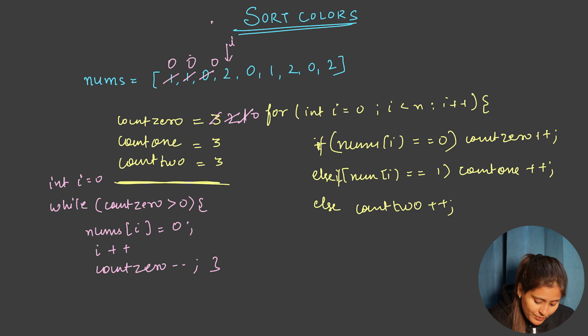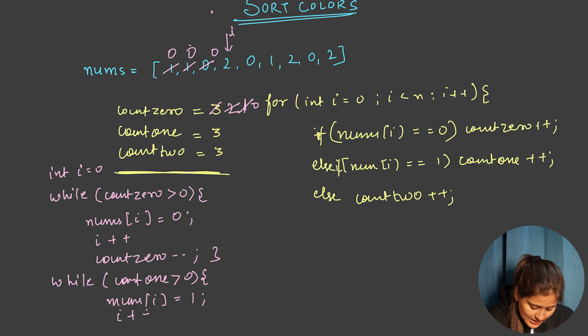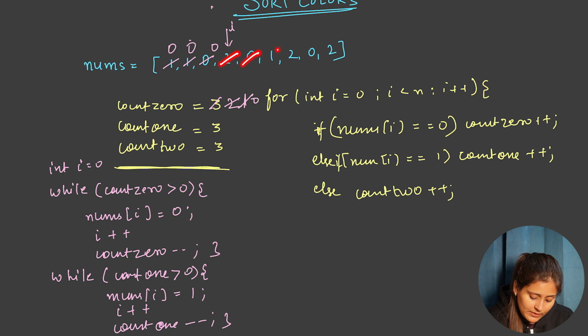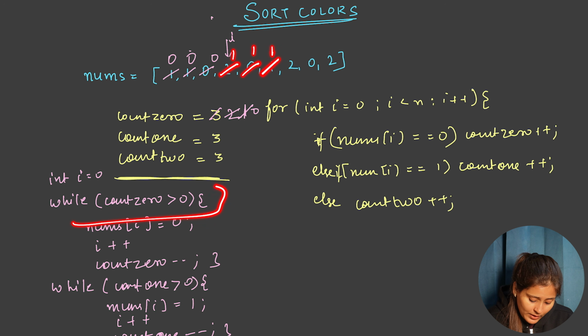Count 1 times. So we will basically write this same while loop now for count 1 greater than 0, and similarly we will do the same thing now, but instead of 0 we will override with 1. We will do I plus plus and we will do count 1 minus minus. Okay, so similarly we will end up overriding these 3 values with 1 1 1. Now again we will run the same while loop for count 2 and we will end up overriding this with 2 2 2.